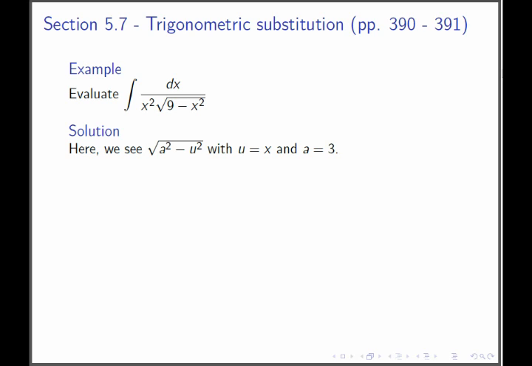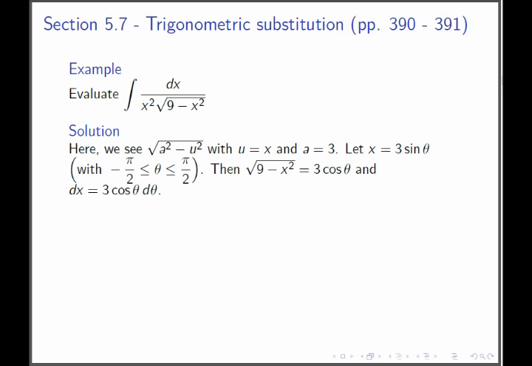We encounter an a squared minus u squared here, where u is equal to x and a is equal to 3. So let's let x equal 3 sine theta, and in the back of our mind we'll remember that theta lies between -pi/2 and pi/2. Then we know that the square root of 9 minus x squared is equal to 3 cosine theta. We've already discussed that. And we can compute the differential of x by computing the differential of both sides of this equation. dx is equal to 3 cosine theta d theta.